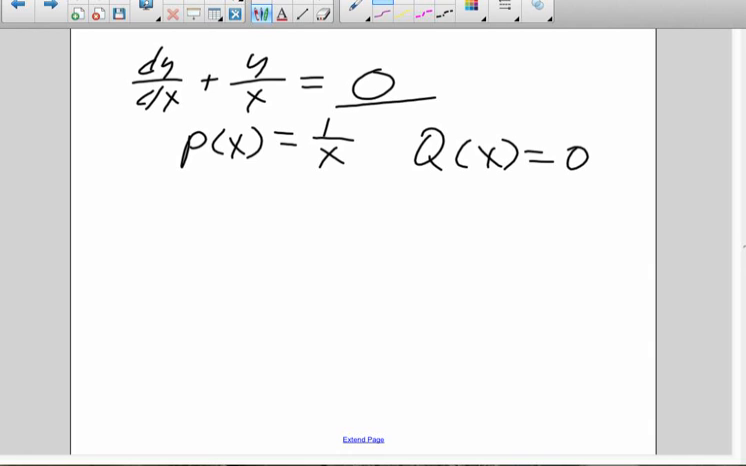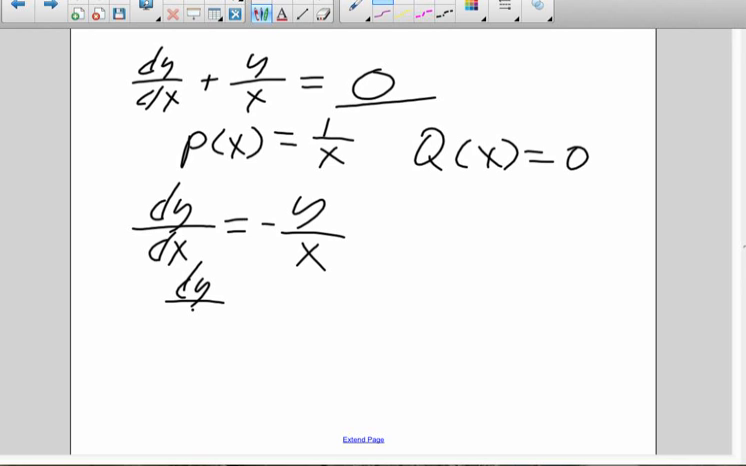Now, what we can also do, if we take a look at this, is that this is a classic separation of variables problem. So I have dy/dx equals negative y over x. And now I divide over, so I'm going to end up with dy over y equals negative dx over x. This is cross multiplication.